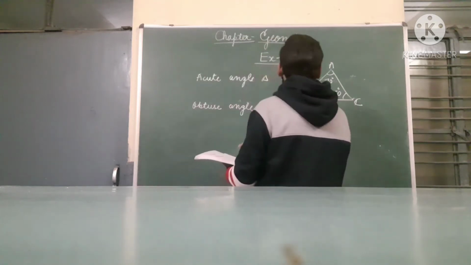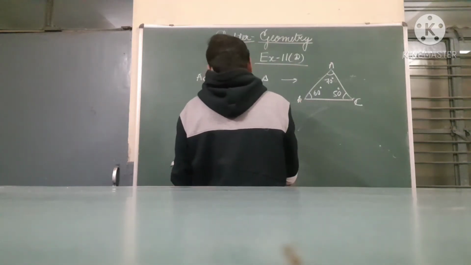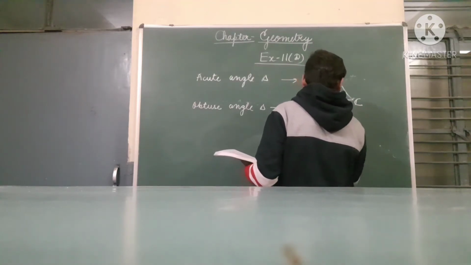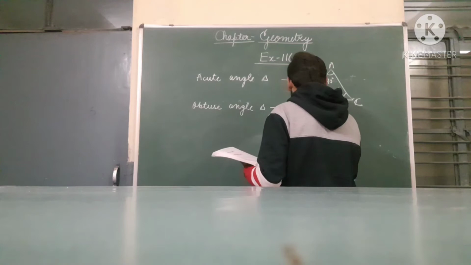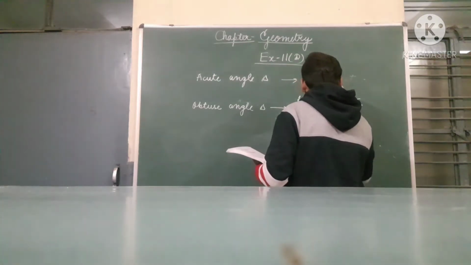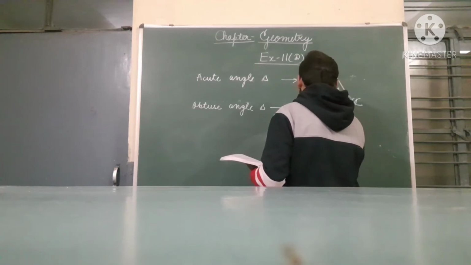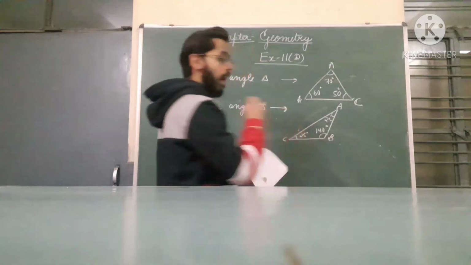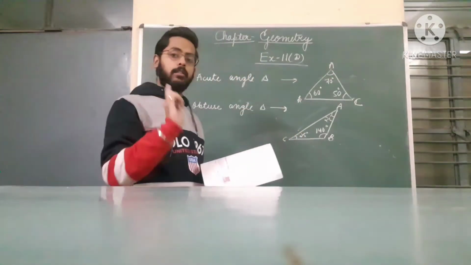If one of the angles is greater than 90, then it will be called... Suppose I am just taking it like this. So this will be 25, it is given there, 140 and 25, A, B, C. If any one of the angles is greater than 90, then it will be called an obtuse angle.